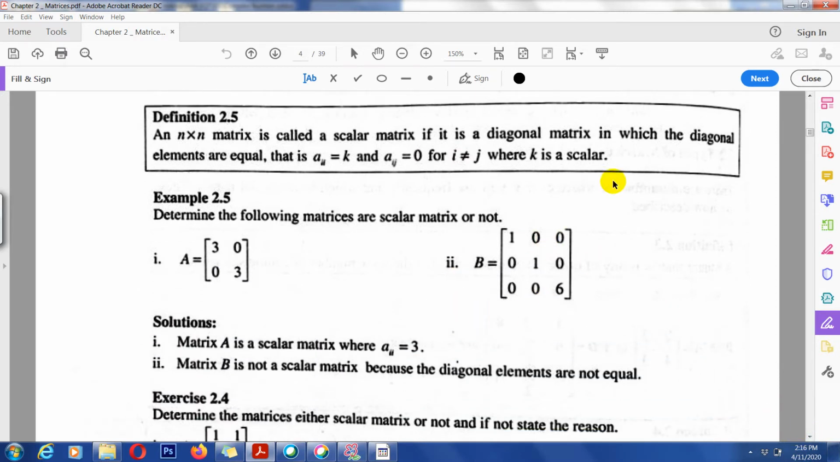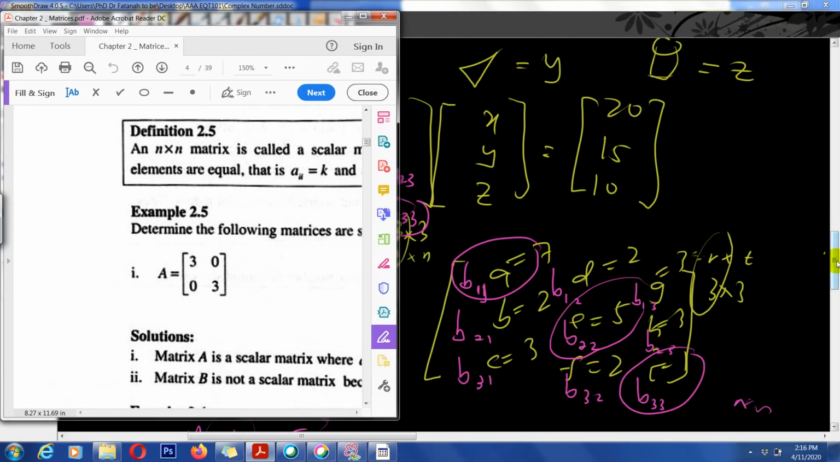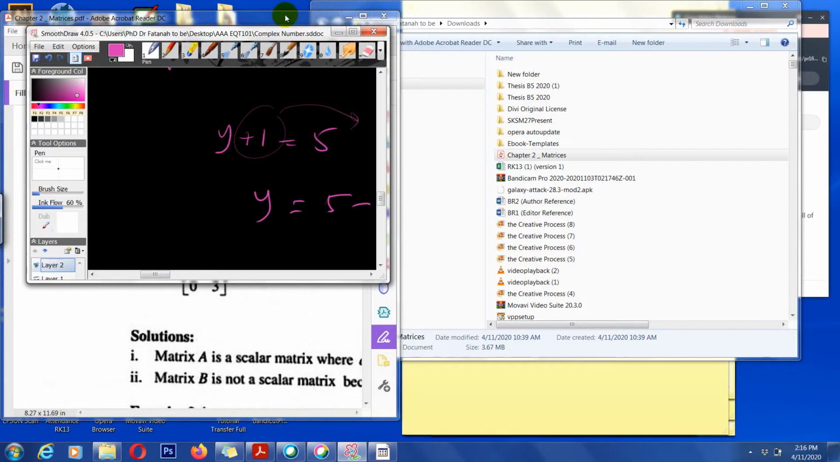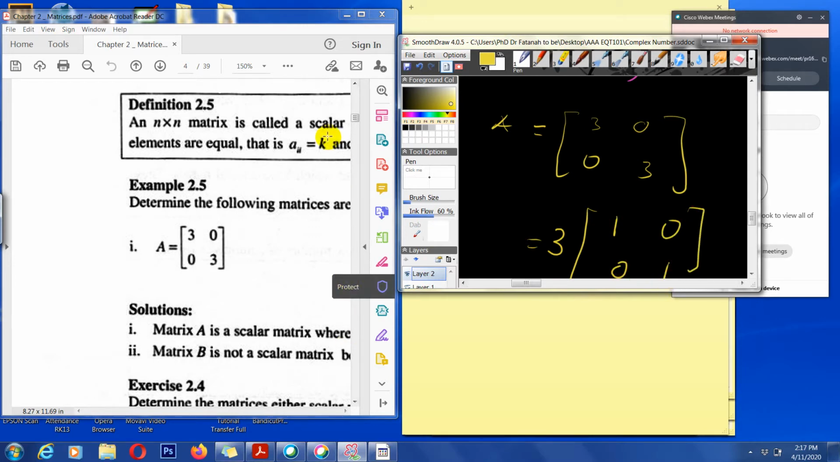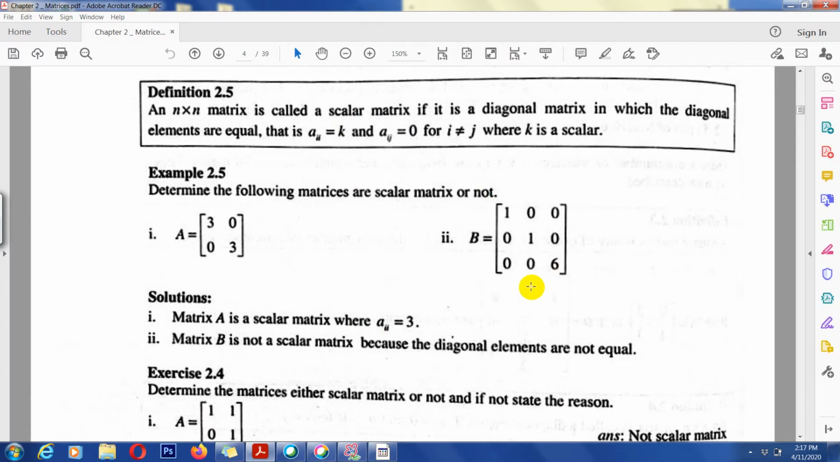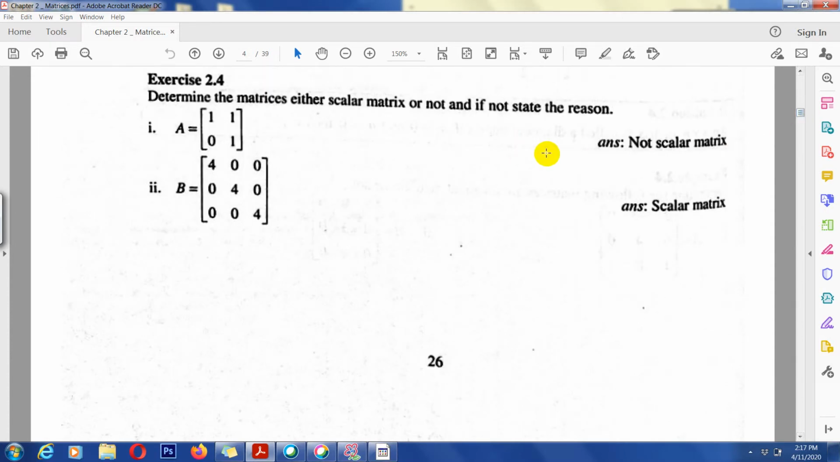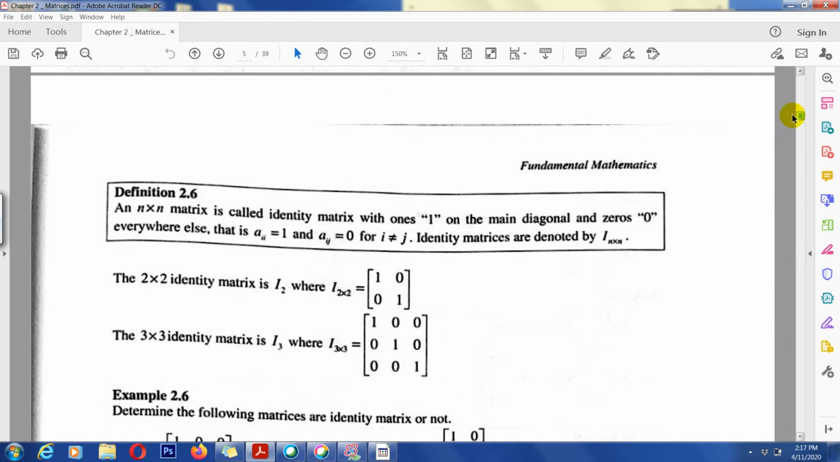What is the meaning of this? Because we can factor out the k, it's a scalar matrix. For example, here A is equal to 3, 0, 0, 3. We call it a scalar matrix because we can factor out 3, so we have 1, 0, 0, 1. But this other example is not a scalar matrix because the diagonal elements are not equal. This is not scalar, this is a scalar matrix. It's easy and simple.